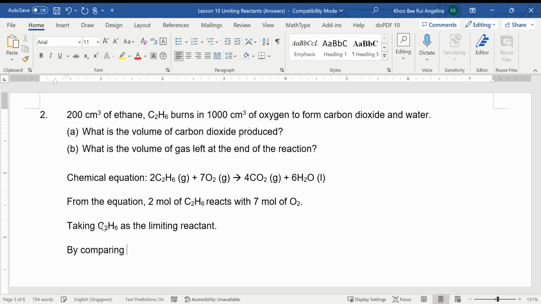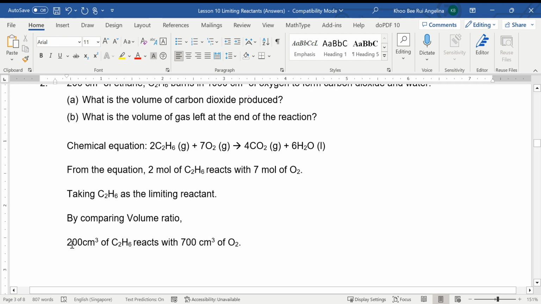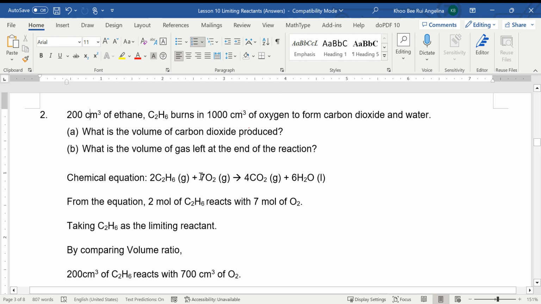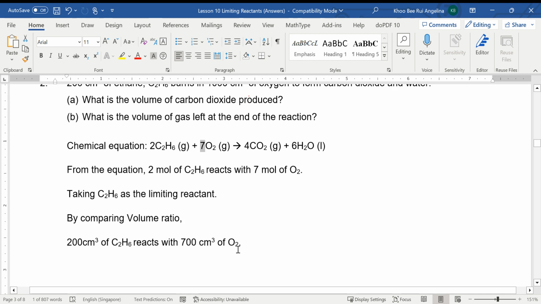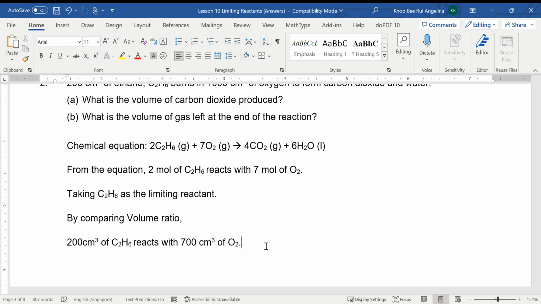By comparing volume ratio, 200 cm cube of ethane reacts with 700 cm cube of oxygen. Okay, so how do I get it? 200 is given over here, and then comparing mole ratio, I will need 700 cm cube of oxygen, right? So 2 here, and this is 7, so therefore it's 700 cm cube of oxygen. So in my reaction, I need 700 cm cube of oxygen. But then how much do I have?